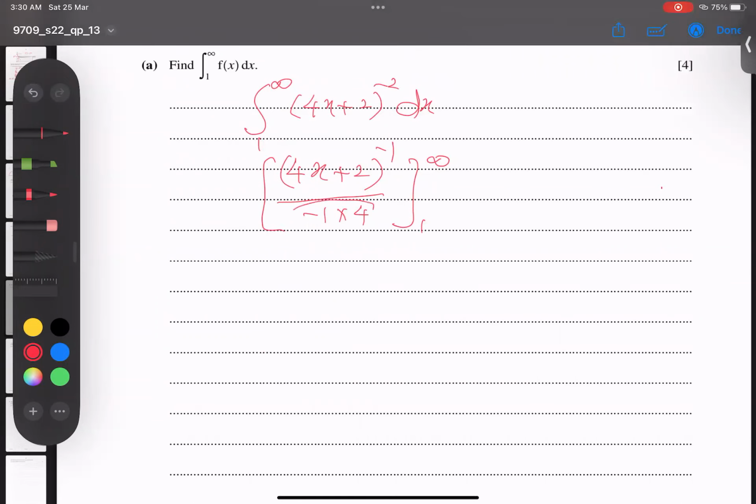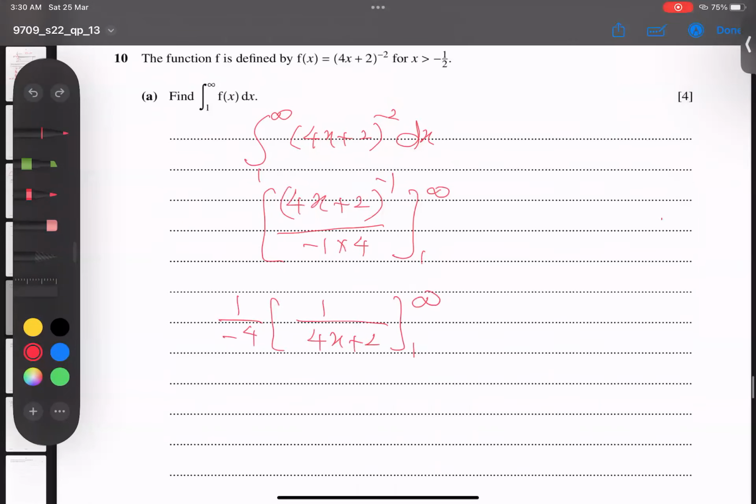This is a minus 4. I bring it outside as it is, on the level below. And this I bring down, so 4x plus 2 like this. The reason is the power negative 1, I brought it down, the power becomes plus 1. Now the actual game starts from here.